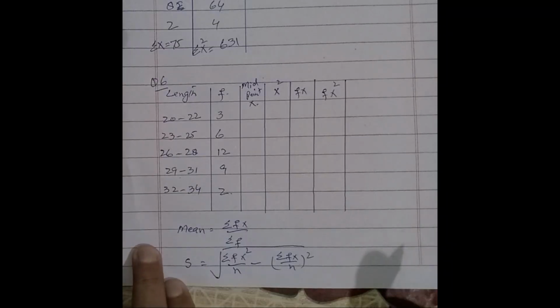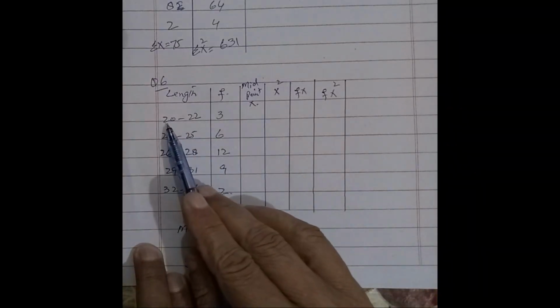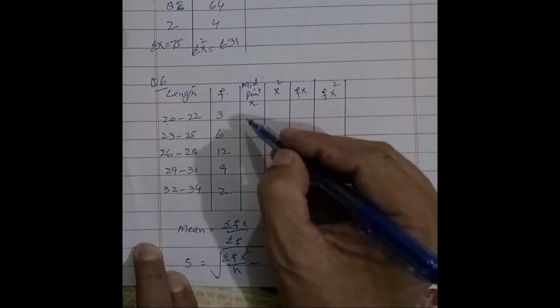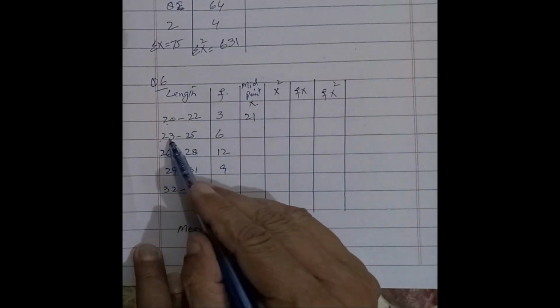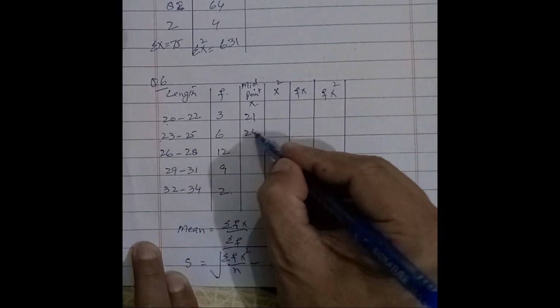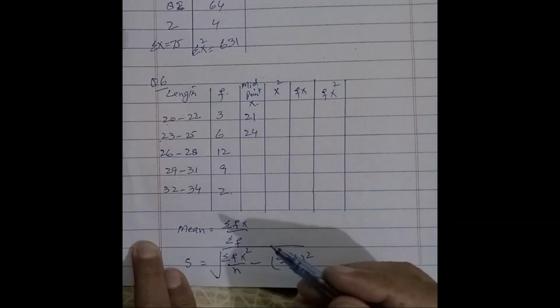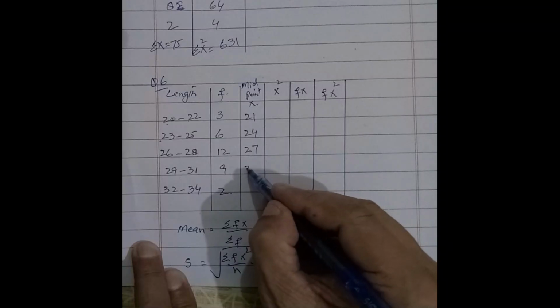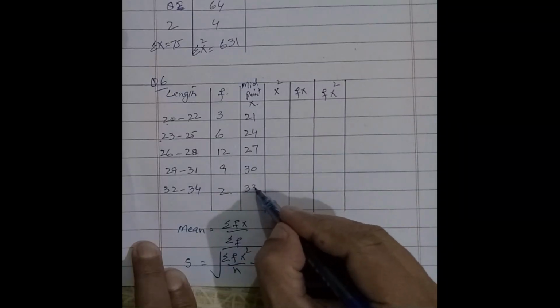And you know that the midpoint means 20 plus 22, which is 42, divided by 2, we get 21. 23 plus 25 is 48, divided by 2, it is 24. And so on. We write all the values: 27, 30, 33.